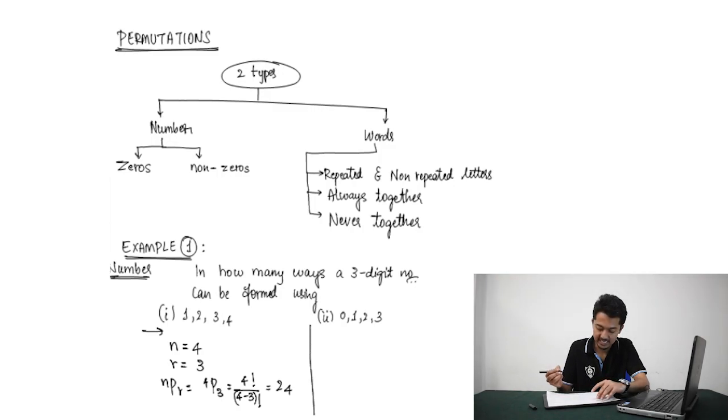Moving on to the next example, we have 0, 1, 2, 3. Here n is equal to 4 and r is equal to 3. But if we consider 4 digits, the first digit cannot be 0. So the total combination can be 3, 3, 2 and 1. Hence the solution is 3 into 3 into 2 into 1, that is equal to 18 ways.